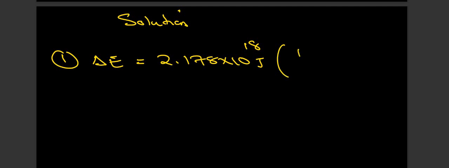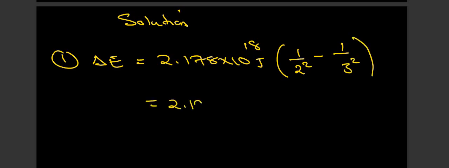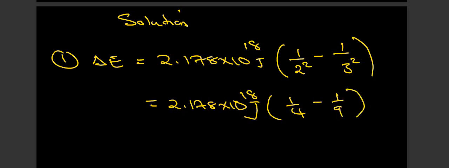Then we said 1 over initial, right? Initial is 2 squared minus final is that. So this is going to be 2.178 times 10 to the power 18 joules. This is 1 over 4, then minus 1 over 9. So what do you get if you compute this? This is going to be 1 that.